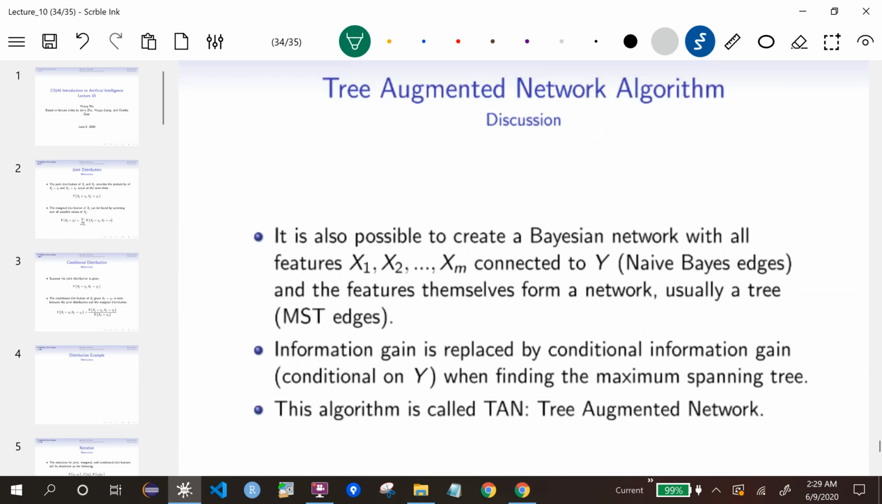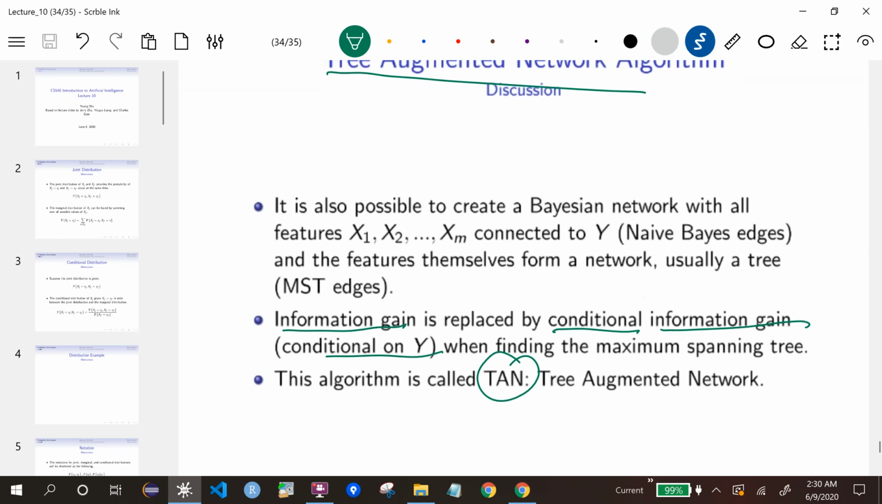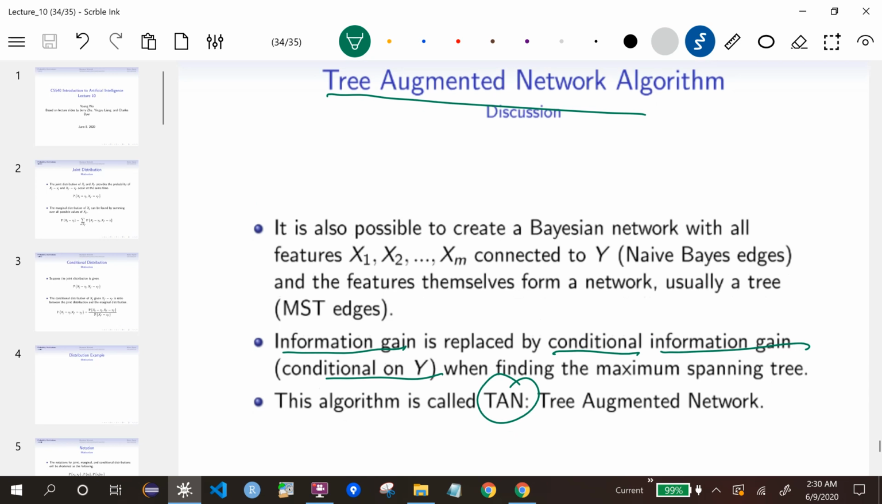Okay, so the last thing, we can have a tree connecting the x's, and all of these x's connect to y. And this algorithm is called the tree augmented network algorithm, or the TAN algorithm. So the only difference is we are going to compute the information gain as the conditional information gain on y. I remember we didn't actually have the formula for that. So I think I'll post a link to this on my website so that you know the formula, but most likely you are not going to compute this anyway.